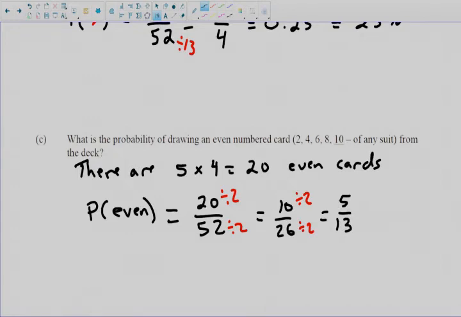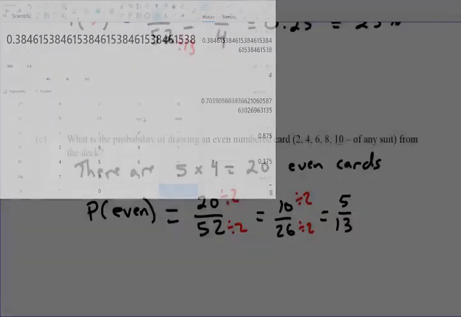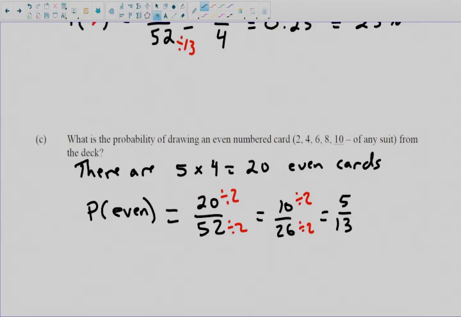5 over 13 as a decimal. Let's go back to our calculator. 5 divided by 13 is equal to 0.384, but we'll just round it to 0.38. And that is 38%.